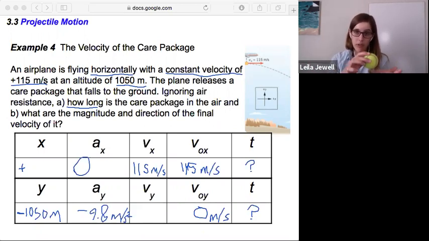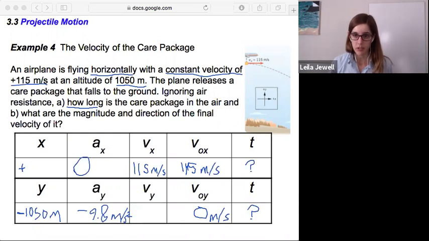If it wasn't for the ground, the care package would keep falling. And it's not like it hits a wall, where if it hit a wall, then it would be the x direction that's limiting how long it's in the air. So with that in mind, I'm going to suggest we use the y direction to solve for the time. So let's go on to the next slide.